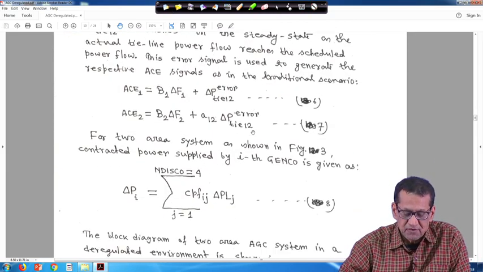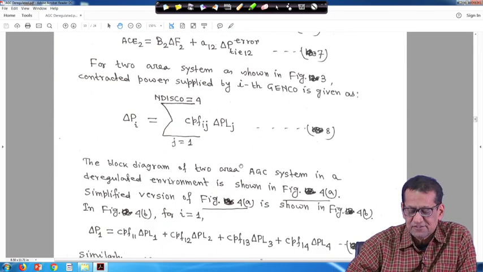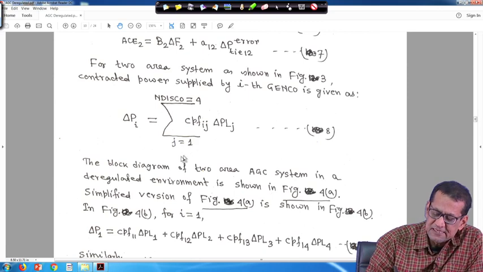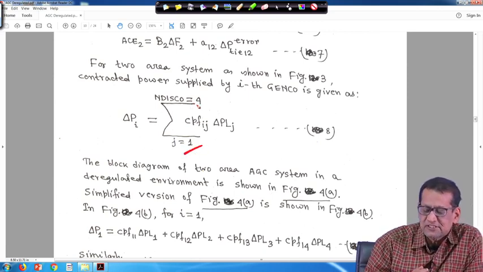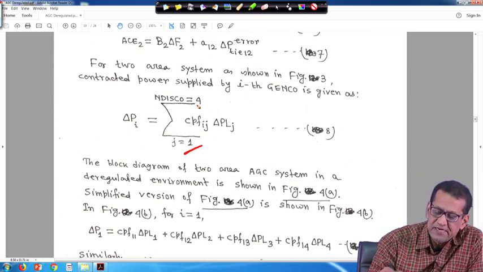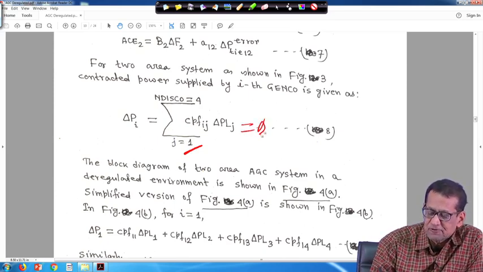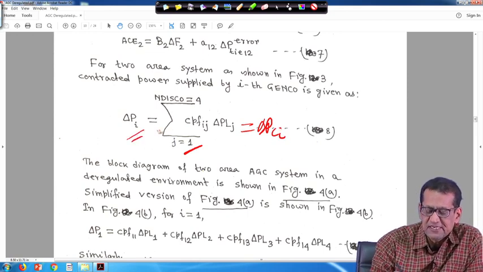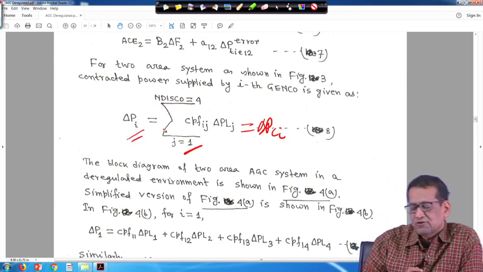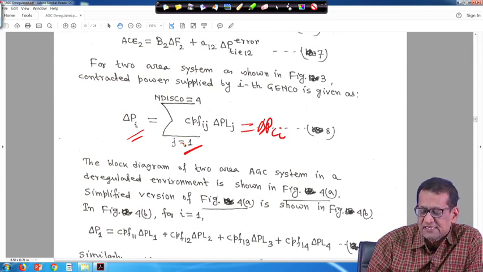Now for the two area system as shown in figure 3, the contracted power supplied by the ith GENCO is given as the sum over j equal to 1 to n DISCO. The number of distribution companies is 4, because area 1 has 2 distribution companies and area 2 has 2, so n DISCO is equal to 4. Sometimes we define this as delta PCi, but here I have written delta Pi. Later, when we take the load following version, I have taken delta PCi; they are the same. So it is the sum over j equal to 1 to n DISCO of CPF ij delta PLj.